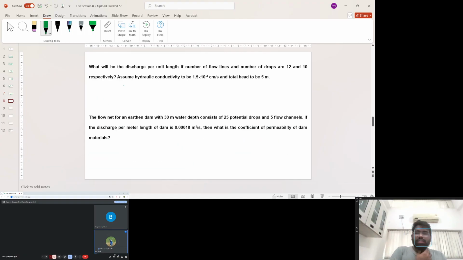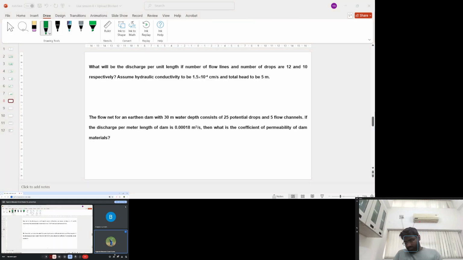What will be the discharge per unit length if the number of flow lines and number of drops are 12 and 10 respectively? Assume hydraulic conductivity to be 1.5 into 10 power minus 4 and total head, that is the head difference, to be 5 meters. You can try this problem. Meanwhile, I will be back in a minute. Some emergency is there, so I will be back.